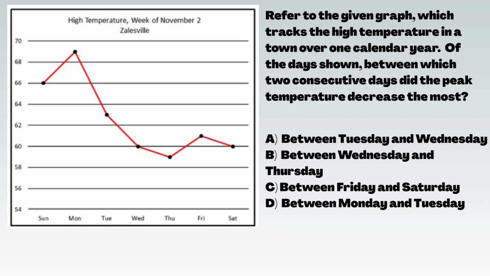A. Between Tuesday and Wednesday. B. Between Wednesday and Thursday. C. Between Friday and Saturday. D. Between Monday and Tuesday. The correct response is D. Between Monday and Tuesday.